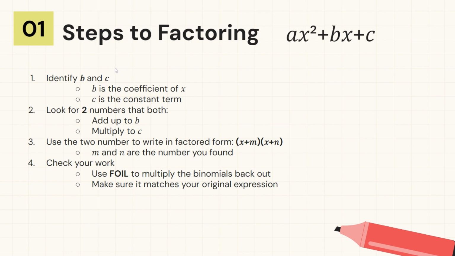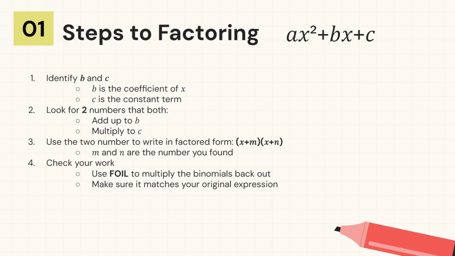Steps to factoring. Step 1. Identify b and c. b is the coefficient of x, c is the constant term. Look for two numbers that both add to b and multiply to c. Use the numbers to write in factored form (x + m)(x + n). m and n are the numbers you found.